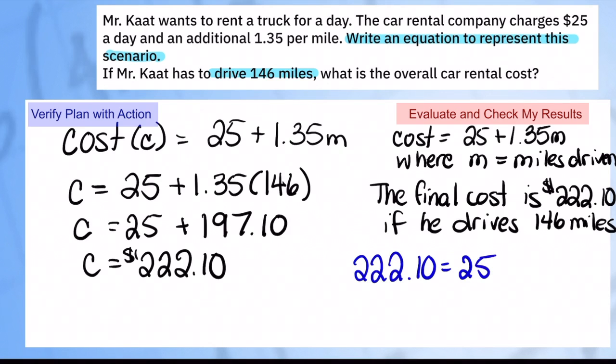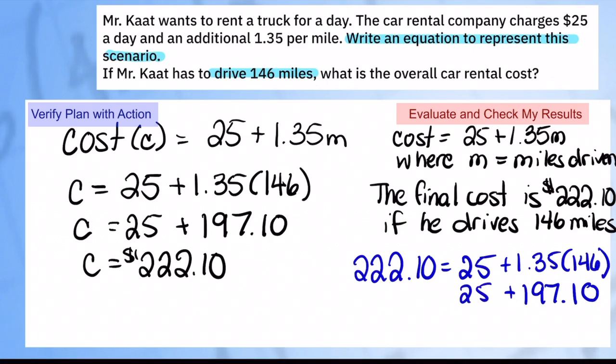$222.10 is equal to 25 plus $1.35 times 146. And again, it's just taking the extra second to go in and just triple check your work. So take out your calculators again and just double check. $1.35 times 146. It is literally just 2 seconds of your time. And when you do that, you're still going to get 197. Your calculator is probably just going to say .1 or 1/10, but we know that's 10 cents, plus 25. And we're just bringing this down on the other side. And then you can even with your calculator, just add again, add 25 to 197.10, and you will get 222.10.